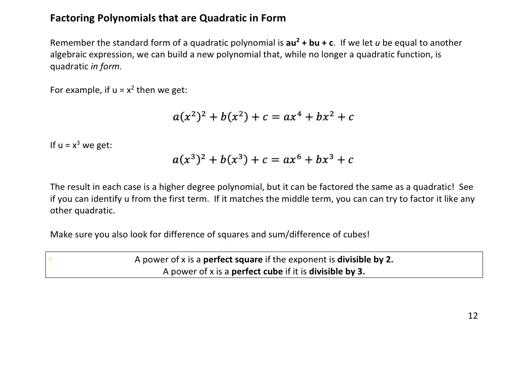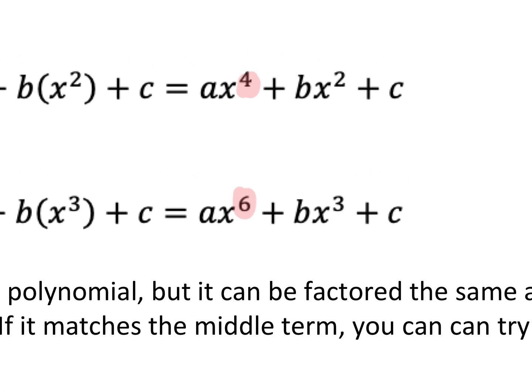Today we're talking about factoring polynomials that are quadratic in form. What that means is that they don't necessarily have a power of 2, they will have a different exponent. For example, they might have x to the 4th or x to the 6th. But if you look at these, what we're looking for is that this middle exponent is going to be half of what you see in front.